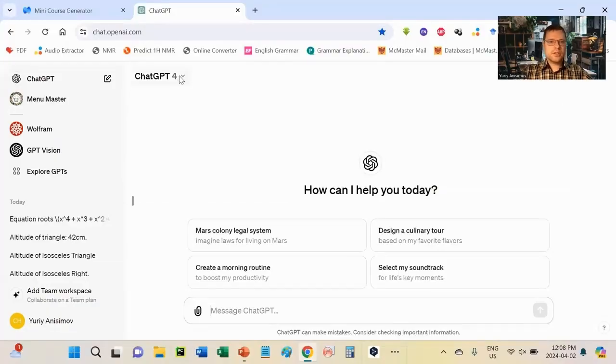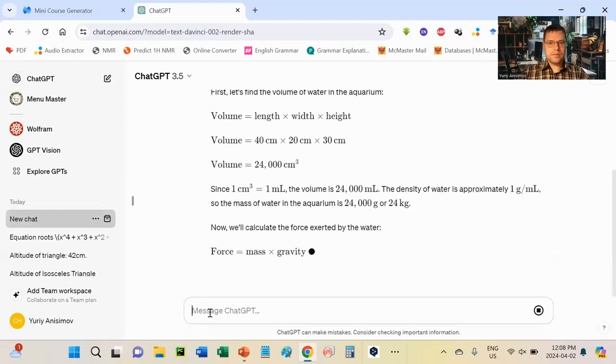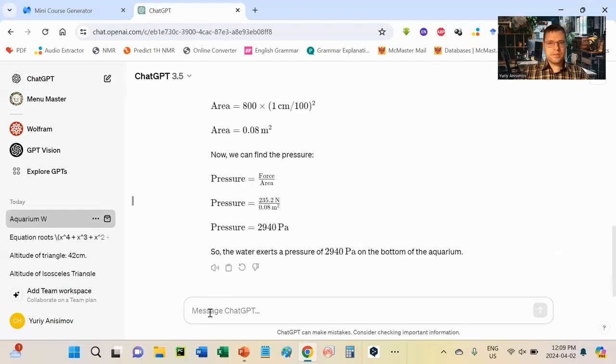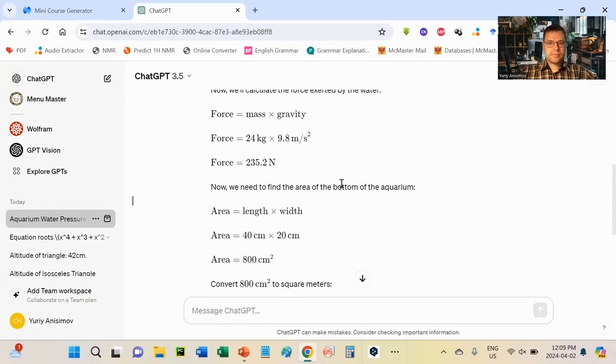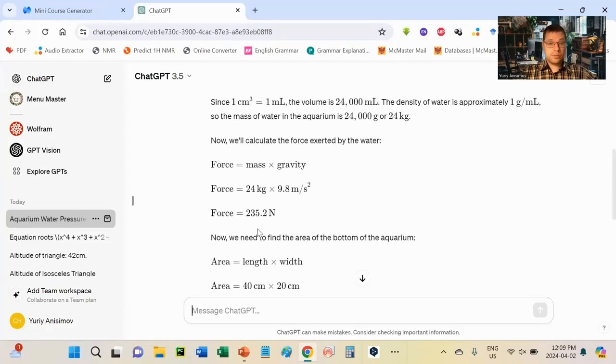All right, change to 3.5 version, and then I will paste the problem situation here. Okay, pressure, force over area, that's right, volume, force mass times gravity, correct. Now, so the water exerts a pressure of 2940 pascals. Yeah, but the question is not the pressure, the question is force. But let's go a little bit above, and then we see force here as well, right? 235.2 newtons. So it has already calculated force. It understood the question correctly. However, it did some redundant work with calculation of pressure.